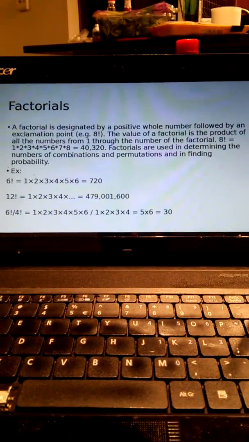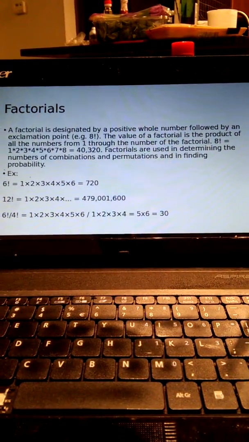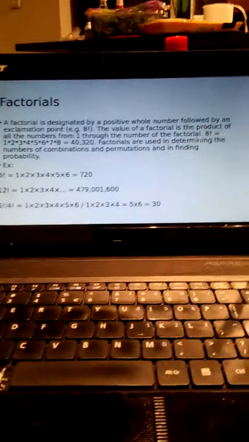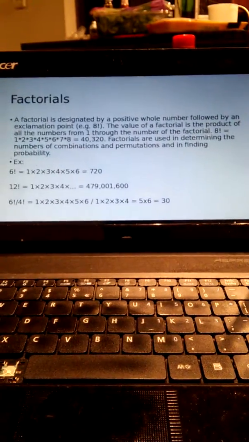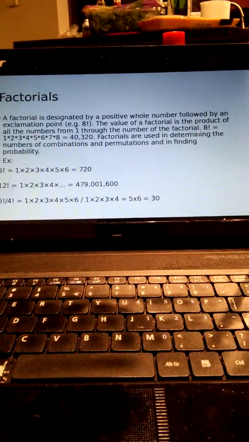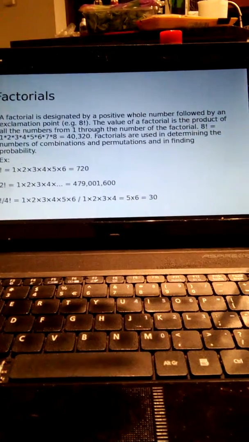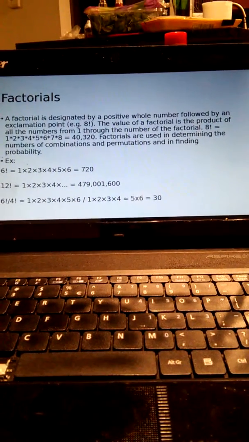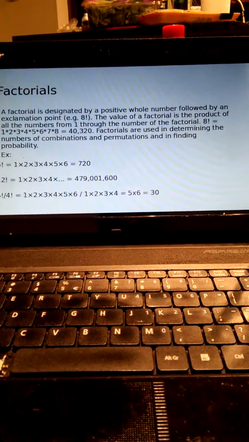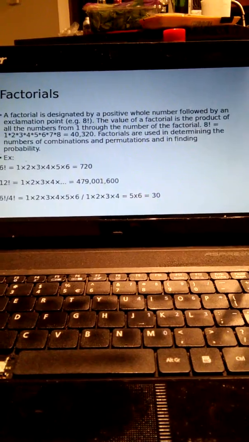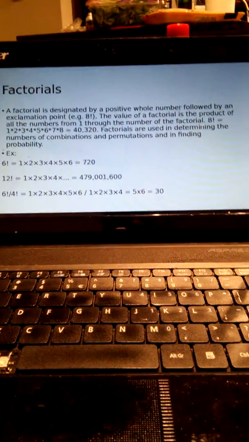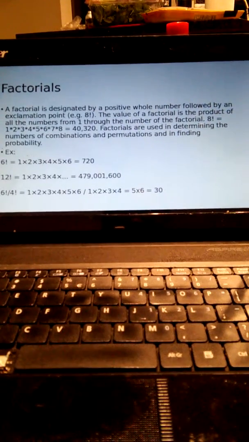Factorials are also an important component when you get to differential equations, and have to work on that section of the FE exam too. A factorial is designated by a positive whole number followed by an exclamation point, and you see the example there, an exclamation point after the 8. The value of a factorial is the product of all the numbers from 1 through the number of the factorial.